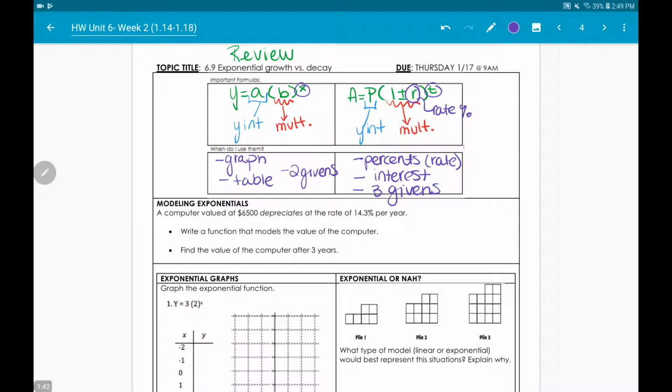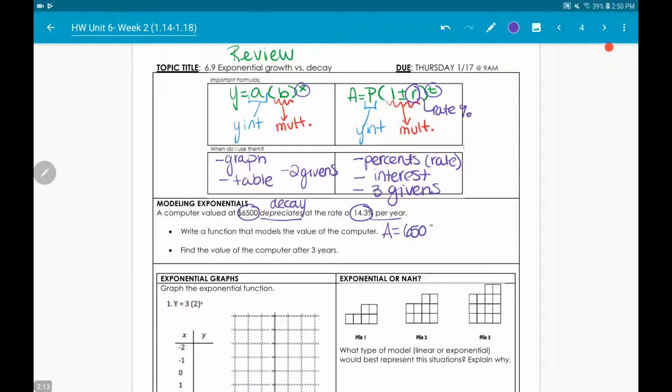Okay, so let's look at modeling exponentials question. A computer valued at $6,500 depreciates at the rate of 14.3% per year. So what function am I going to use to model that? I see a rate as a percentage, so that indicates that I'm going to use the A equals formula. And it depreciates, which means it's going to be a decay. So I'm going to use the minus.